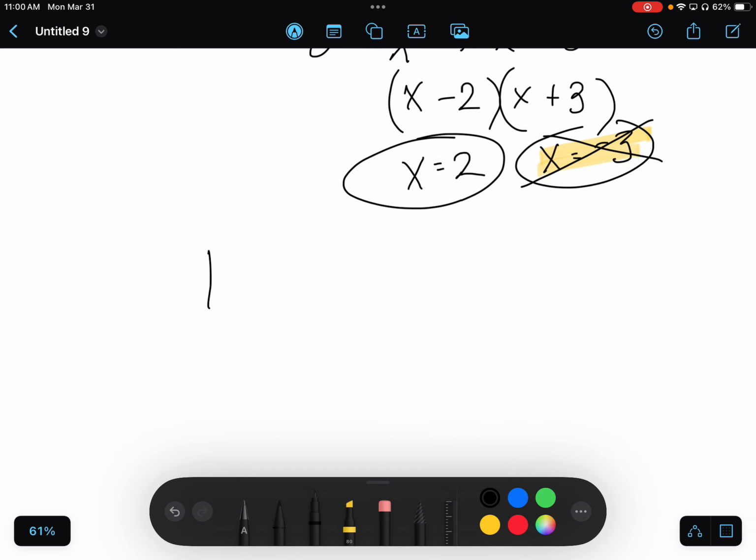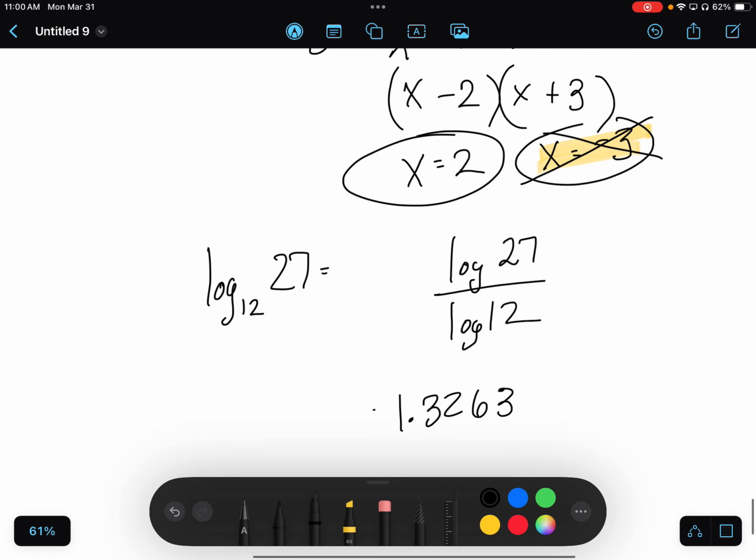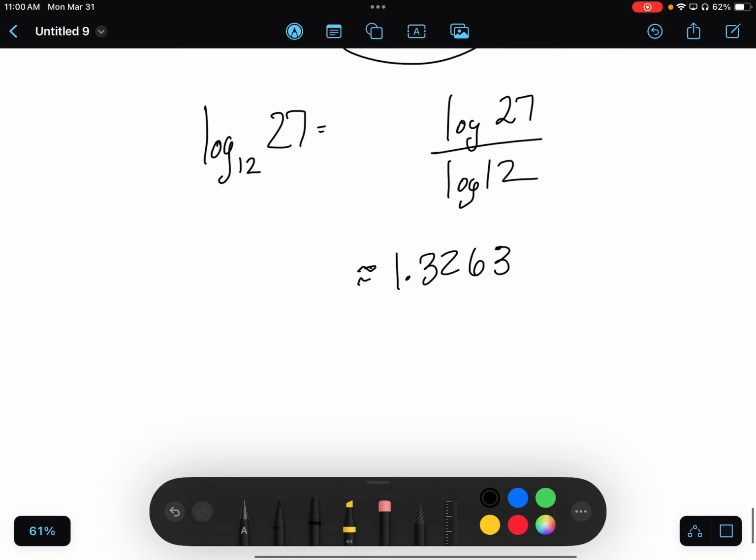Number 9, change of base formula. You would actually type the log of 27 divided by the log of 12 and get an answer. I got 1.3263, if I go to 4 decimal places. That was number 9, right?